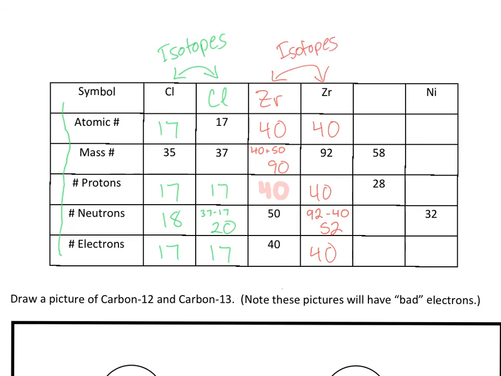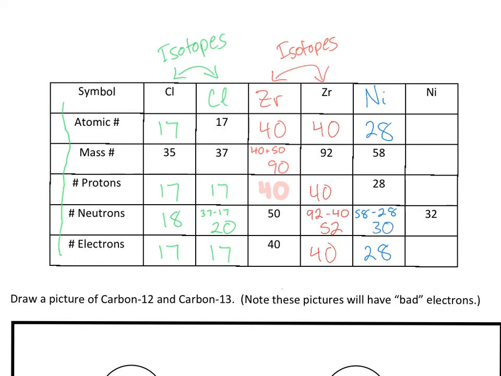Okay, last one, new color. So now I've got a mass number of 58 and 28 protons. So looking at this, if I have 28 protons, I'll just go my usual route. That means I have 28 as my atomic number. And if I have 28 as my atomic number, I have nickel in I. If I have 28 protons, I also have 28 electrons. And to find my neutrons, I have to do mass number minus protons, which is 30.